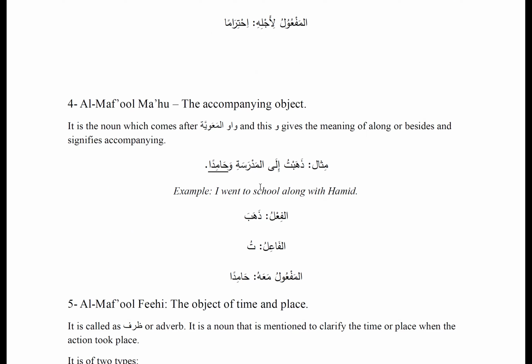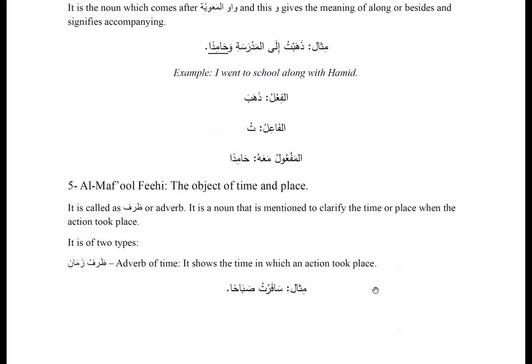Now another very common example is, for example, سافرت والليلة. Safartu wal layla, meaning I traveled along with the night. Or wal qamara, along with the moon. What does that mean? That means the person traveled at night while the moon was present, while it was night, and the likes. So here the fi'l is dhahaba, and the fa'il is the tu. The tu is the subject of the verb, and wa hamidan, this hamidan is a maf'ul ma'ahu.